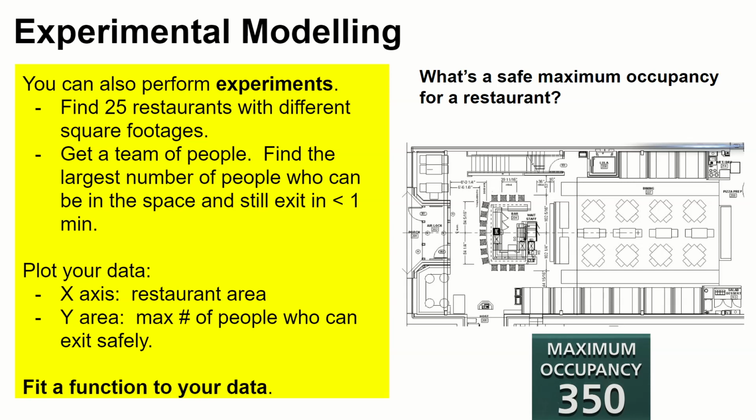I'll get my team of researchers, and for each restaurant, we'll run a bunch of drills with more and more people to figure out the largest number of people who can be in that space and still exit in less than 1 minute. Or you could choose whatever time frame you wanted. And this would give us a bunch of data points. The x-axis would be the restaurant area. The y-axis would be the maximum number of people who could exit safely. That would give us a bunch of points, and we could try and fit a function to that data. And you've done a lot of fitting curves to points. So this is another perspective on how you can do models.